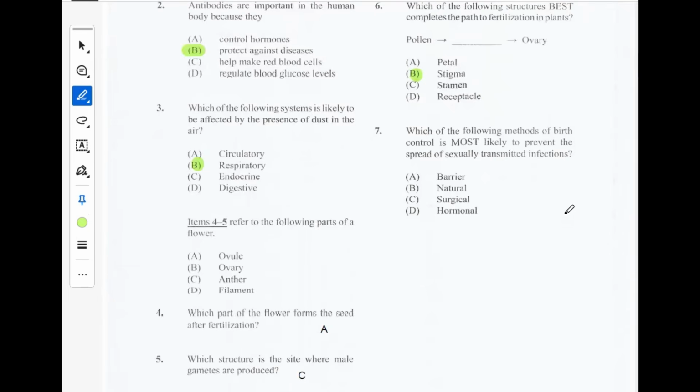Which of the following methods of birth control is most likely to prevent the spread of sexually transmitted infections? We will have to go with A, barrier. A condom is using the barrier method.